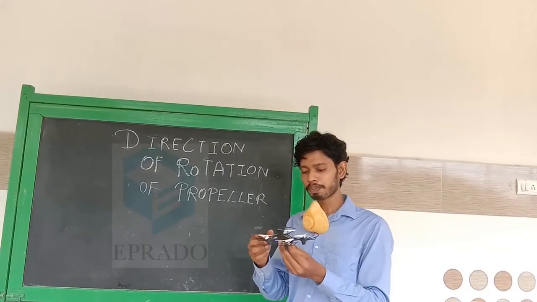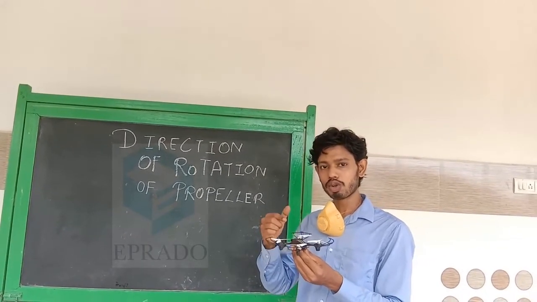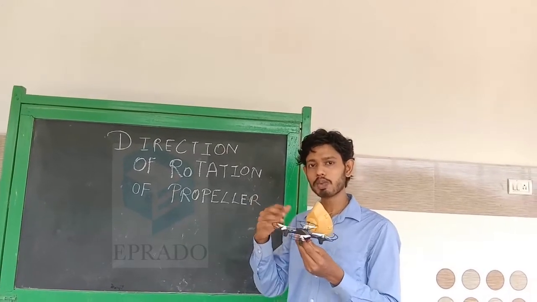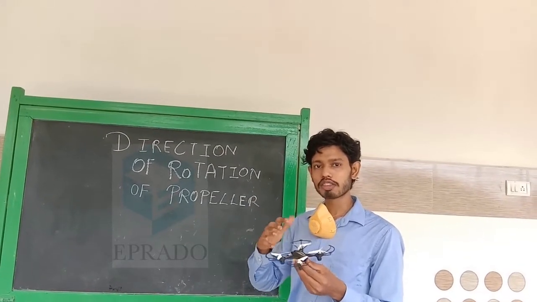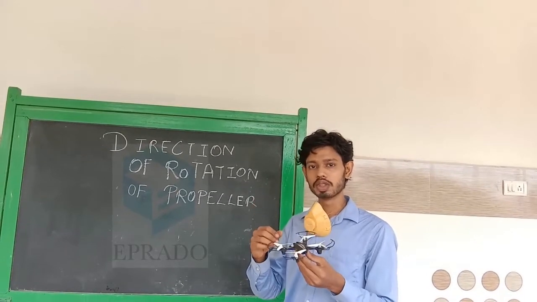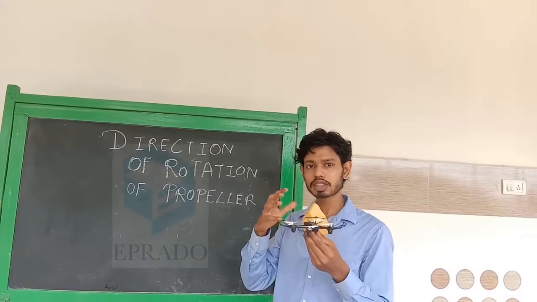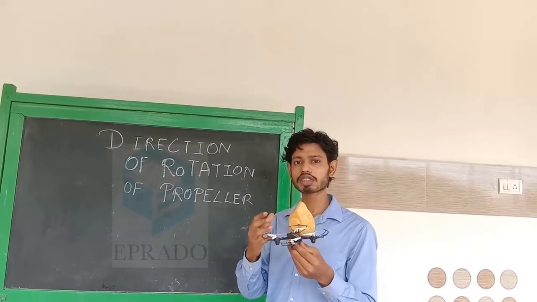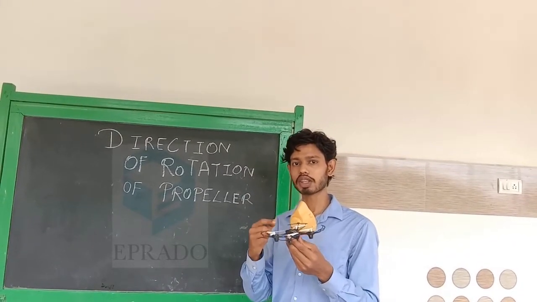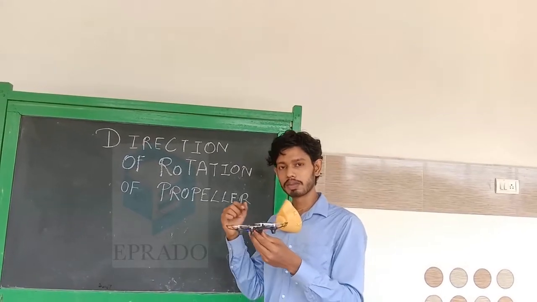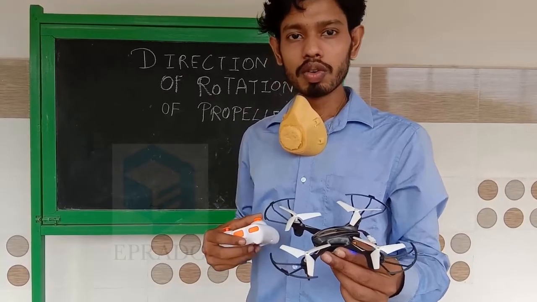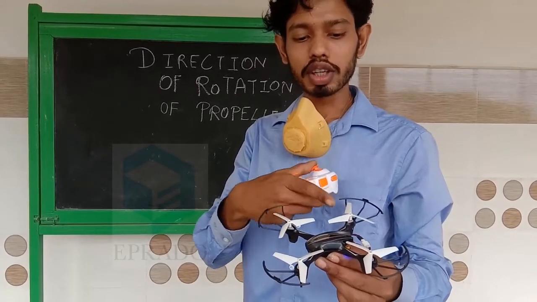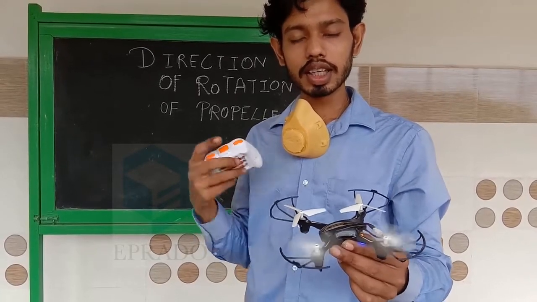Now we are going to have a look at the direction of rotation of the propellers. You might have seen drones flying near you. At that time you might have seen the velocity of the propellers, but you might not have seen the direction of rotation of the propellers. Now let us check.